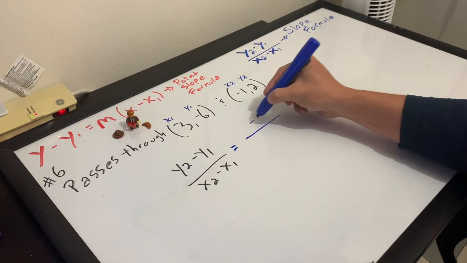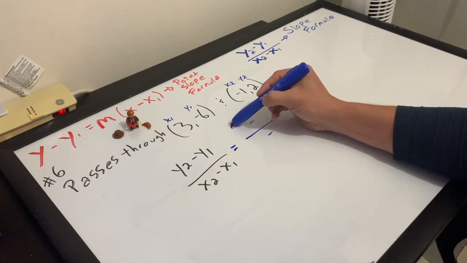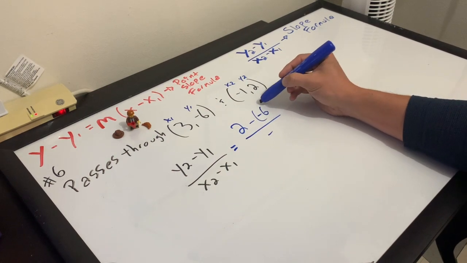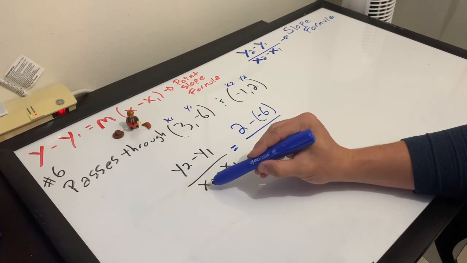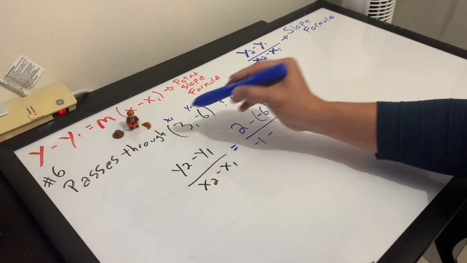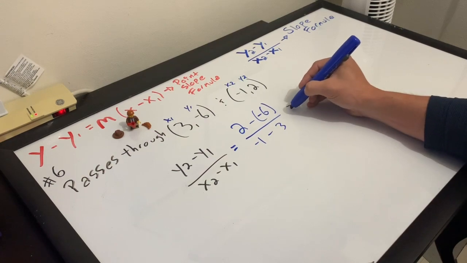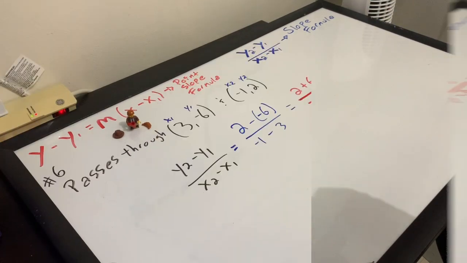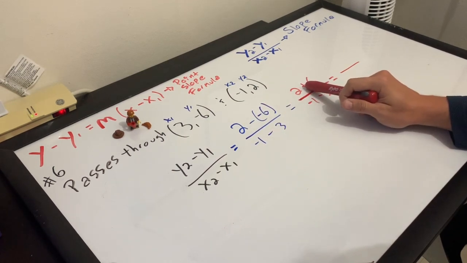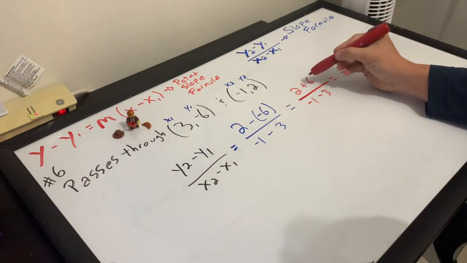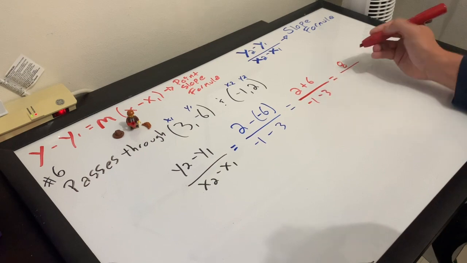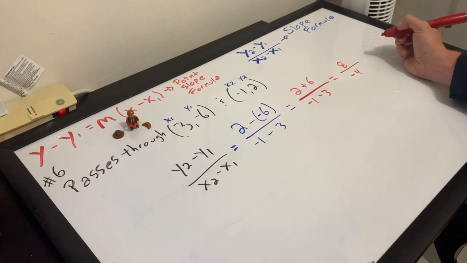y2 is 2. y1 is negative 6. Not losing track of my negative signs. x2, negative 1. x1 is 3. Taking my two negative signs and turning them to an addition sign, I can simplify here. 2 plus 6 gives me the 8. Negative 1 minus 3 gives me a negative 4.